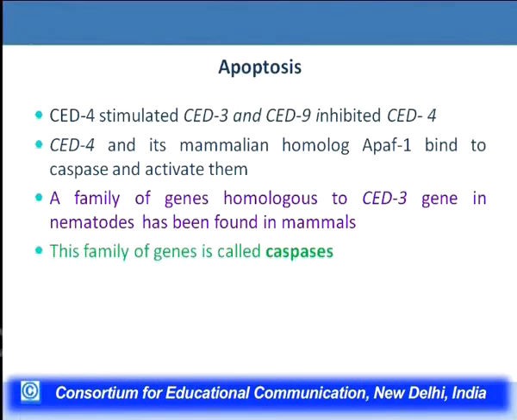Now the pathway was worked out, and it was found that CED4, the second gene which was discovered, stimulated CED3, and CED9 inhibited CED4. CED4 is present in nematode, and this gene has a homologue in mammals termed APAF1, and this APAF1 is able to bind to caspases, about which I will be talking later on, and activate them. A family of genes homologous to the CED3 gene in the nematode has been found in mammals, and this family of genes is termed caspases. These caspases are the enzymes or proteins responsible for carrying out the series of reactions which lead to death of the cell in a programmed, controlled or regulated manner.